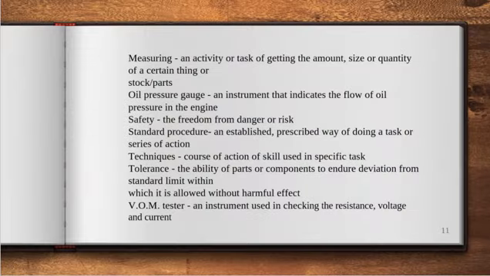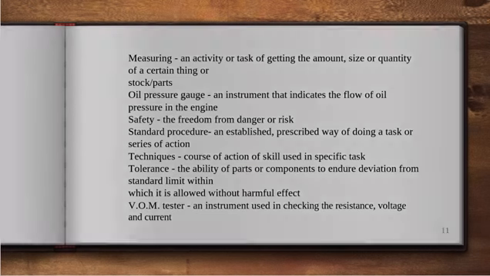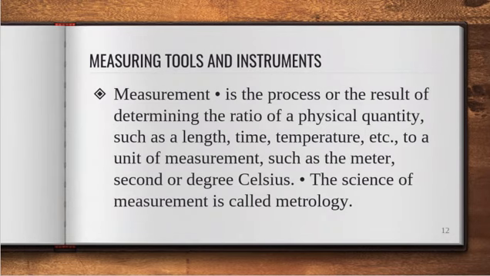Then you also have some other terms like measuring, oil pressure gauge, safety, standard procedure, techniques, tolerance, and VOM. And all these will be dealt with later as we go further. Then measurement is the process or the result of determining the ratio of a physical quantity such as length, time, temperature to a unit of measurement such as the meter, second, or degree Celsius. The science of measurement is called metrology.